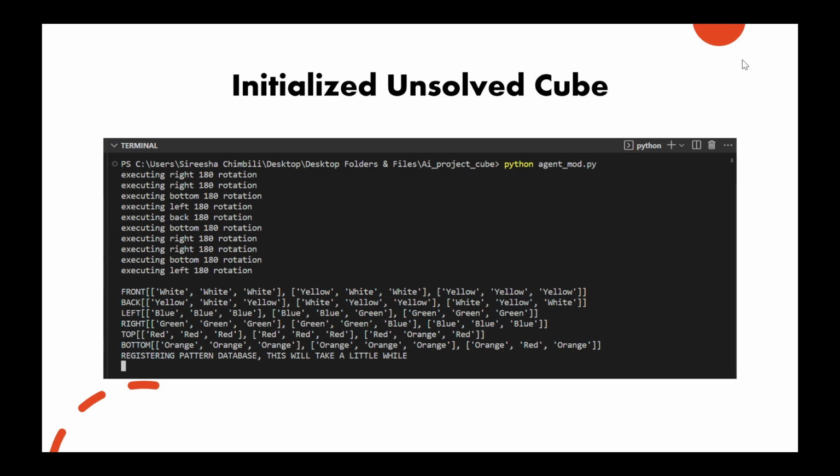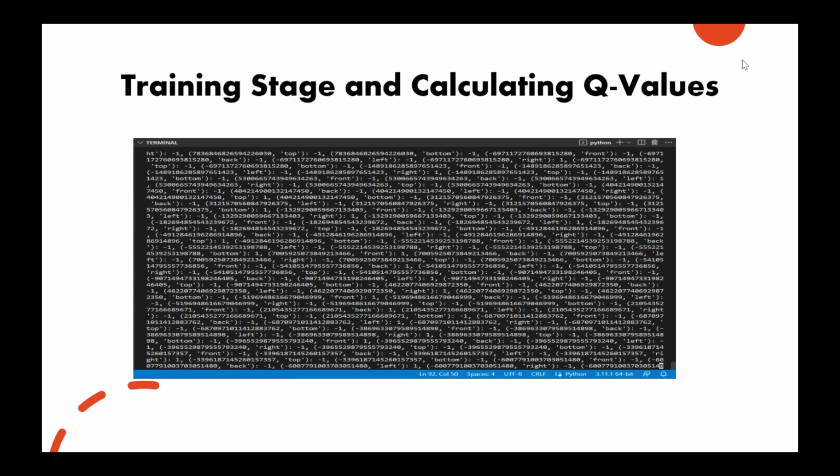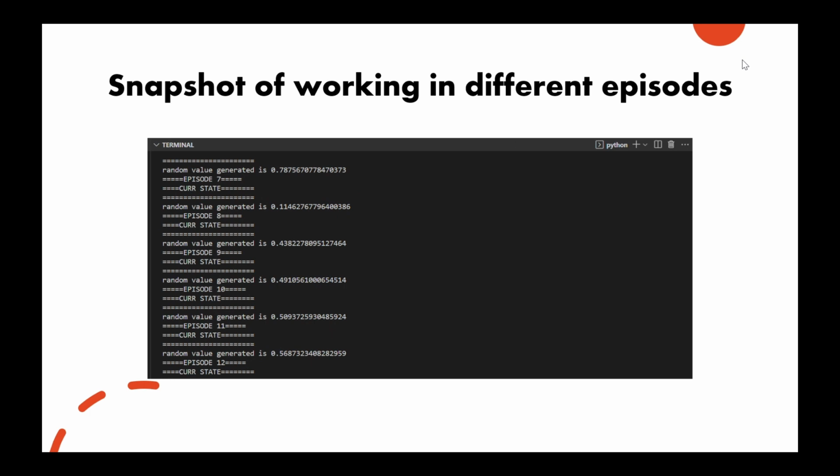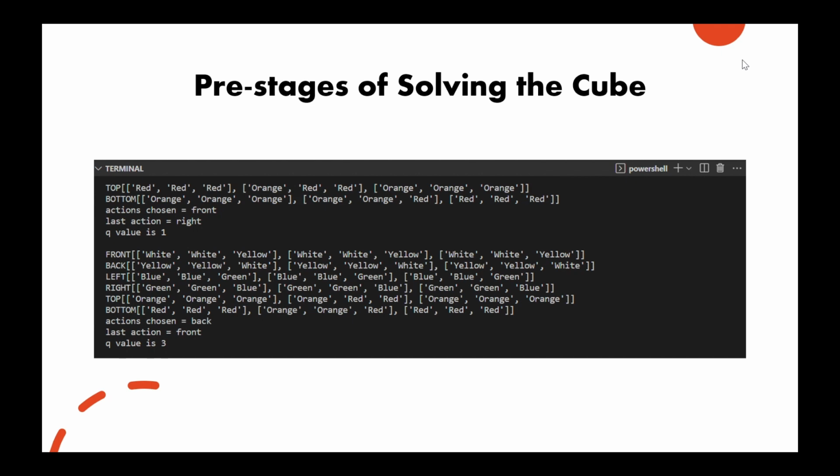Here we are not giving any input. We are asking the agent to shuffle, so we are not going to give one. It will shuffle by itself. So the random Q values are generated like this. Here we can see both the slides.